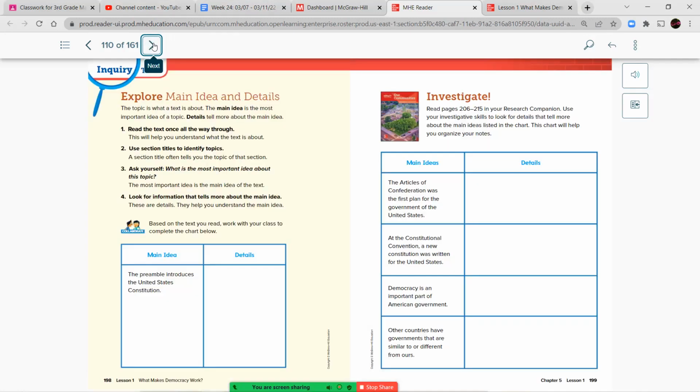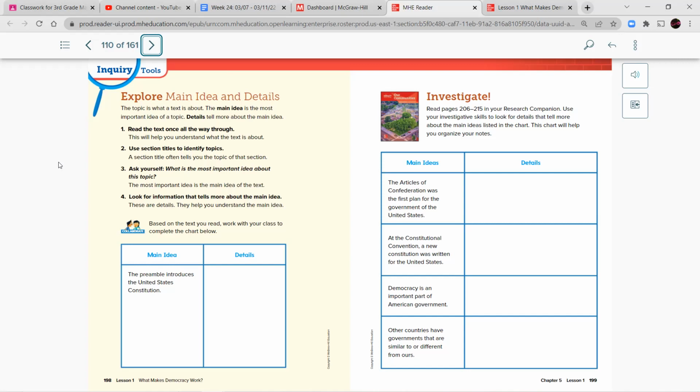Let's go ahead and jump into our graphic organizers. Now, our first graphic organizer, we're going to be talking about the main idea and details. So after you read your text all the way through, you're going to use the titles to identify the topics. You're going to ask yourself, what is the most important idea about this topic? And then look for information that tells more about that main idea.